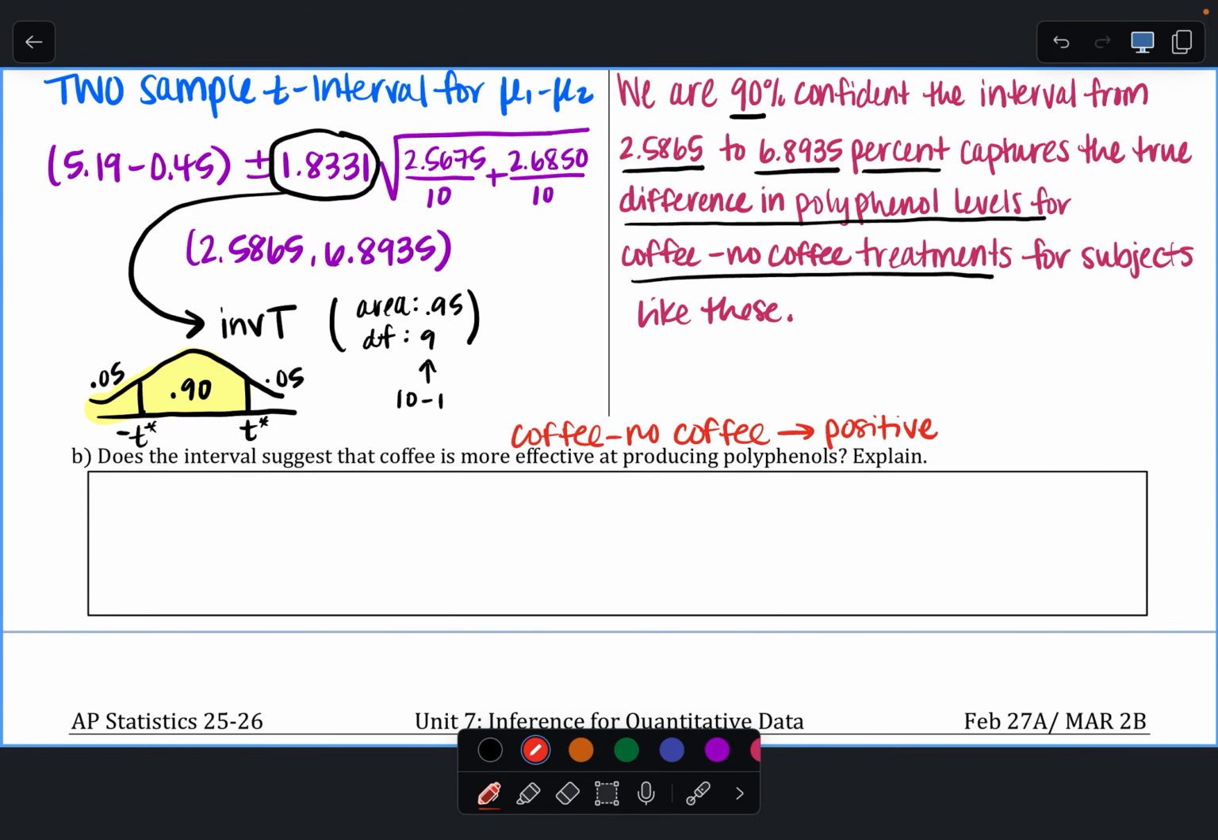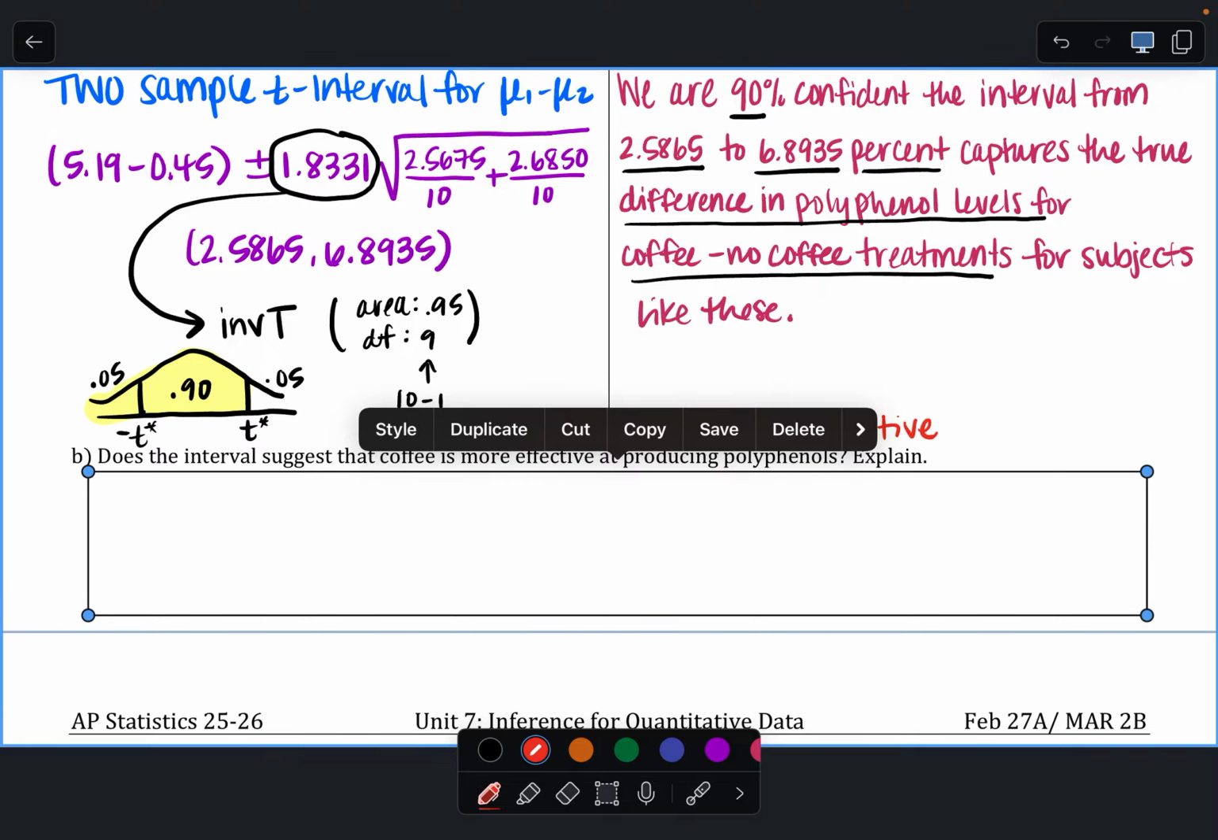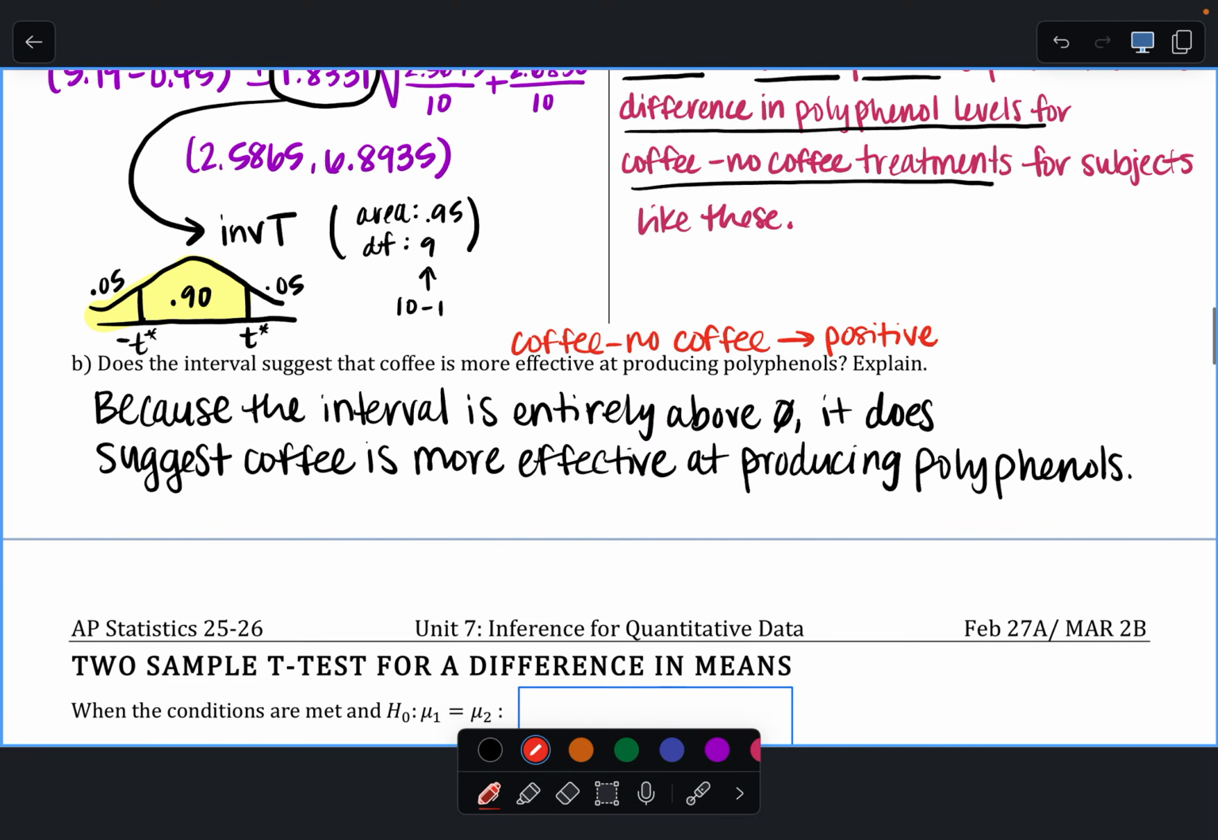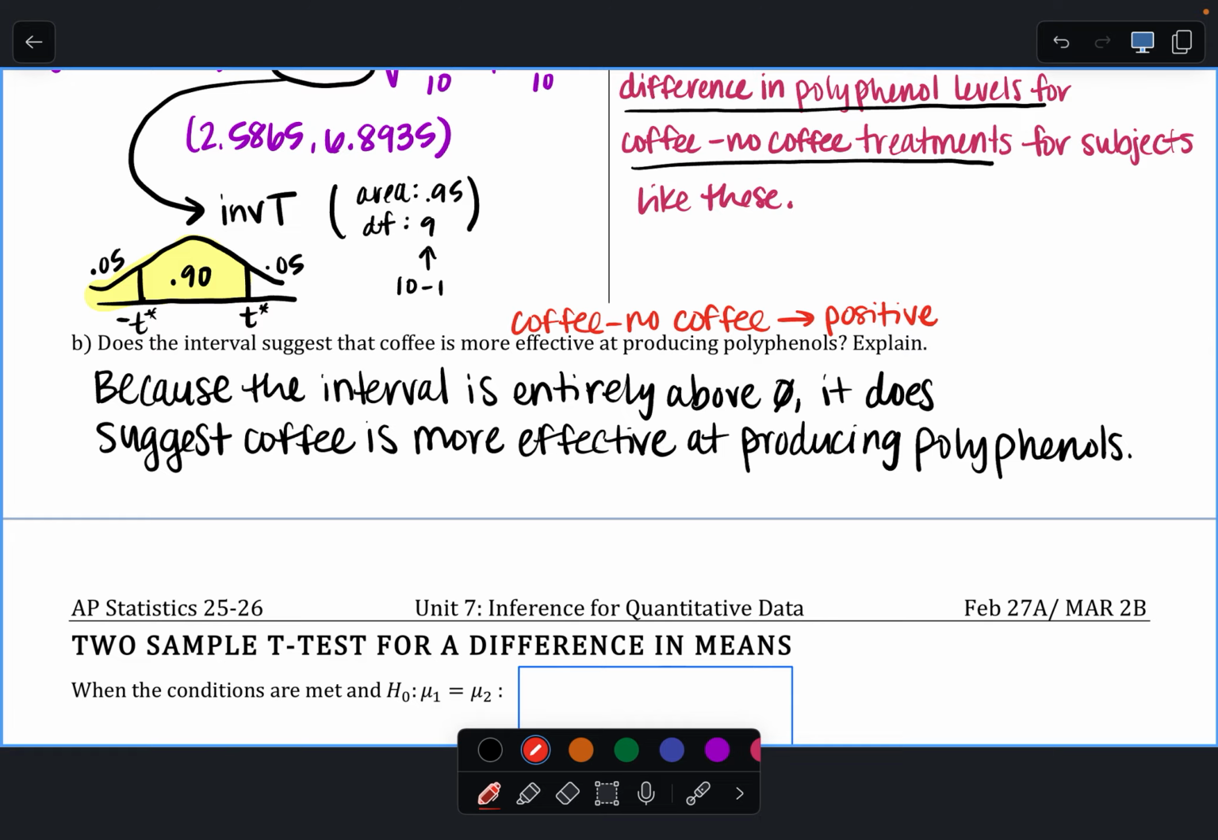This is not that question. This question is asking, is coffee more effective? Meaning, is coffee higher than no coffee? And if you look at our interval, it is entirely positive. And so because the interval is entirely positive, it does suggest that coffee is more effective at producing polyphenols.